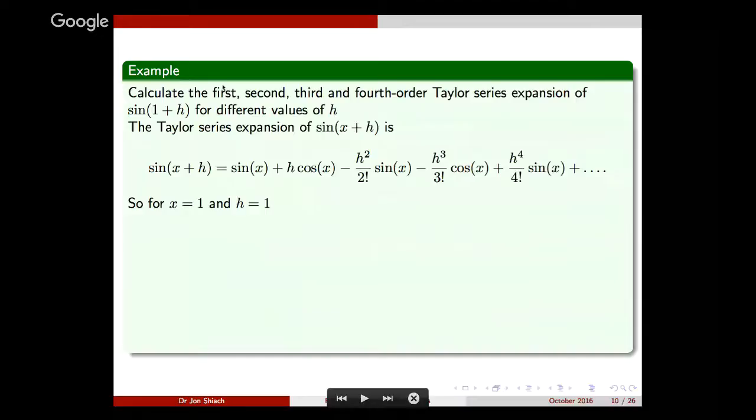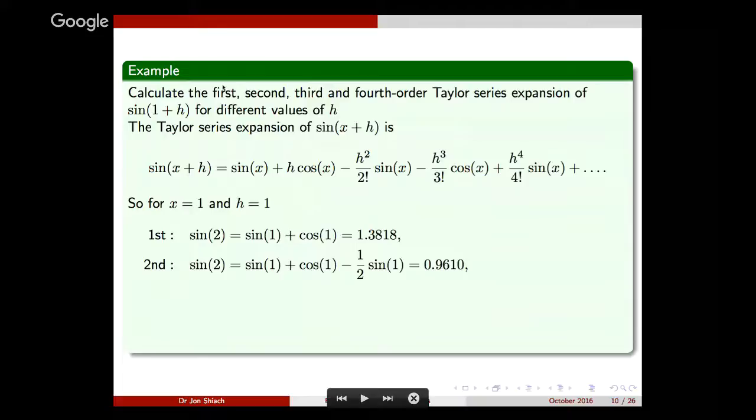Let's have a look at when x is 1 and h is 1. Okay, so first order, so that's only including the first two terms, because that term there is what we call the zeroth term, and that's the first term, term 1. If x is 1 and h is 1, we're looking at sine of 2. We're trying to approximate sine 2. So we've got sine of 1 plus h, but h is 1, and cosine of x, which is 1. So we've got 1.3818.